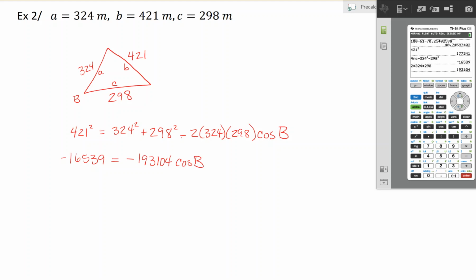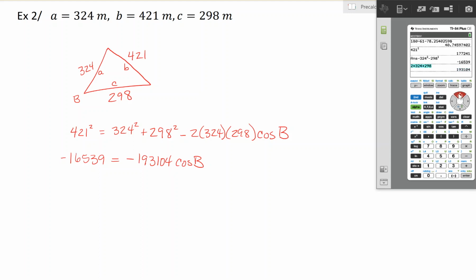Now notice I didn't just add this amount on to get it away from the cosine of B, because it is attached to cosine of B by multiplication. I know it sounds obvious, but this is where a lot of students make a mistake. They want to add this number to both sides of the equation to get cosine of B by itself, but you can't. You need to divide.